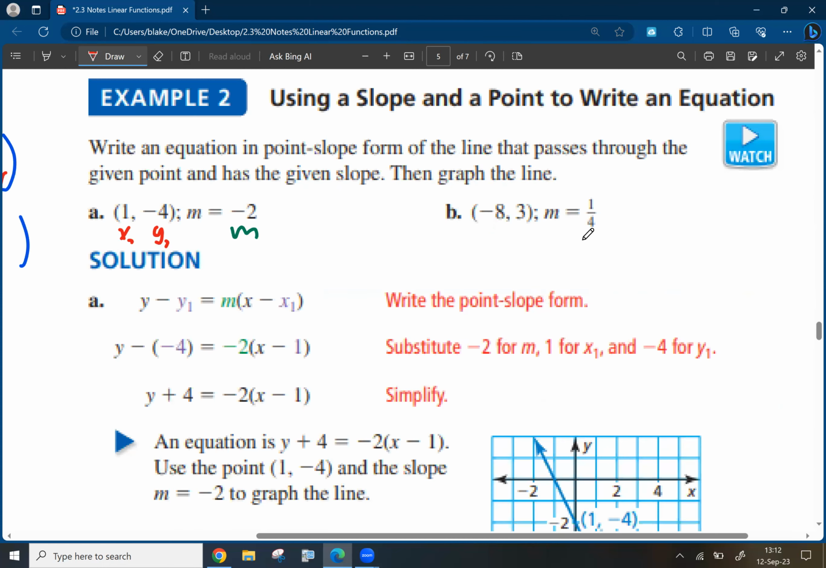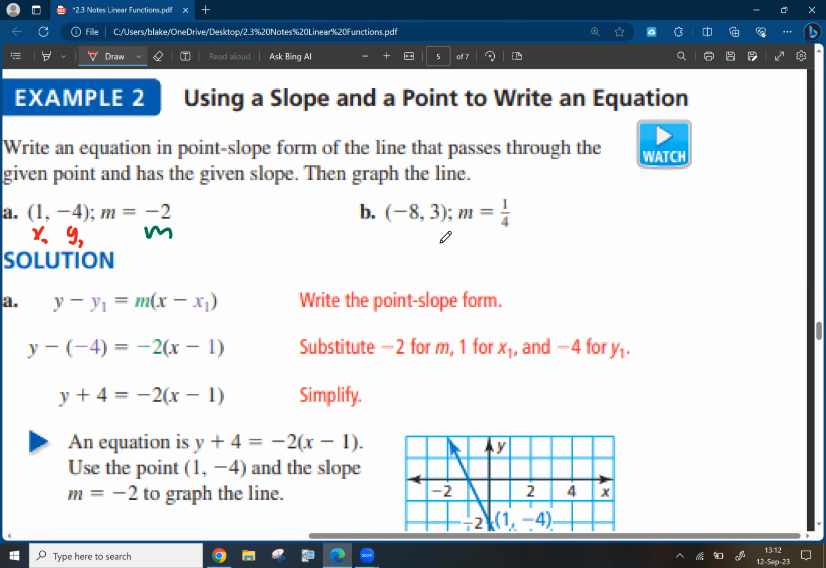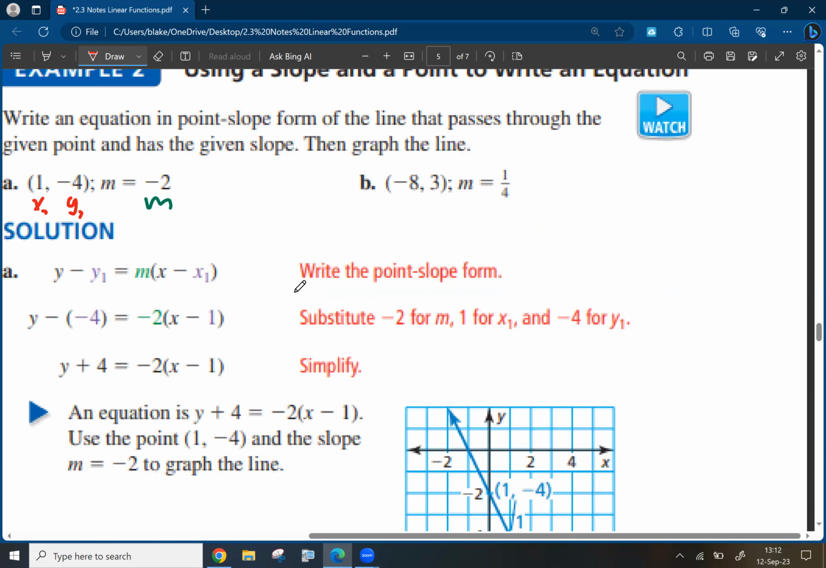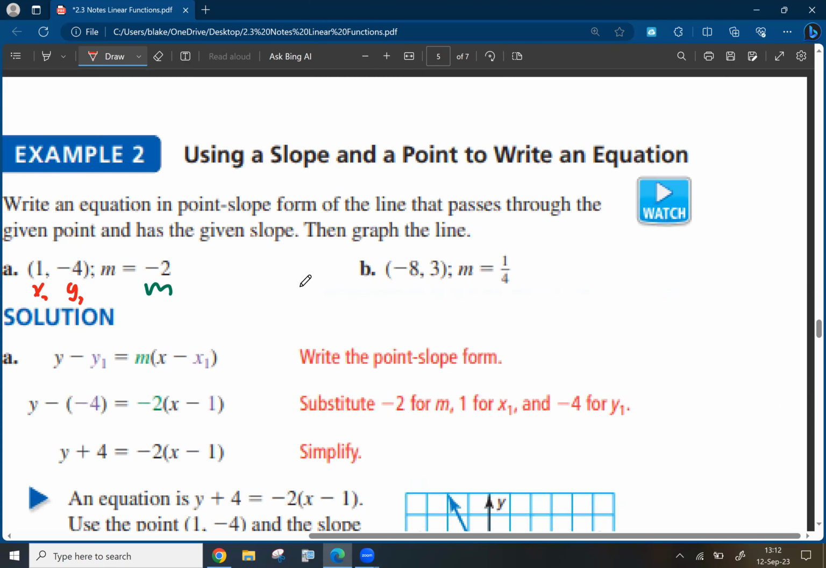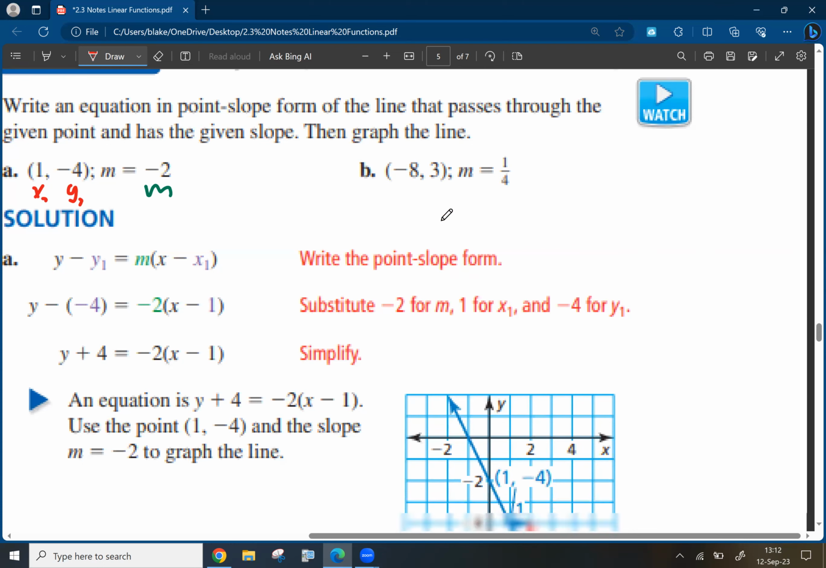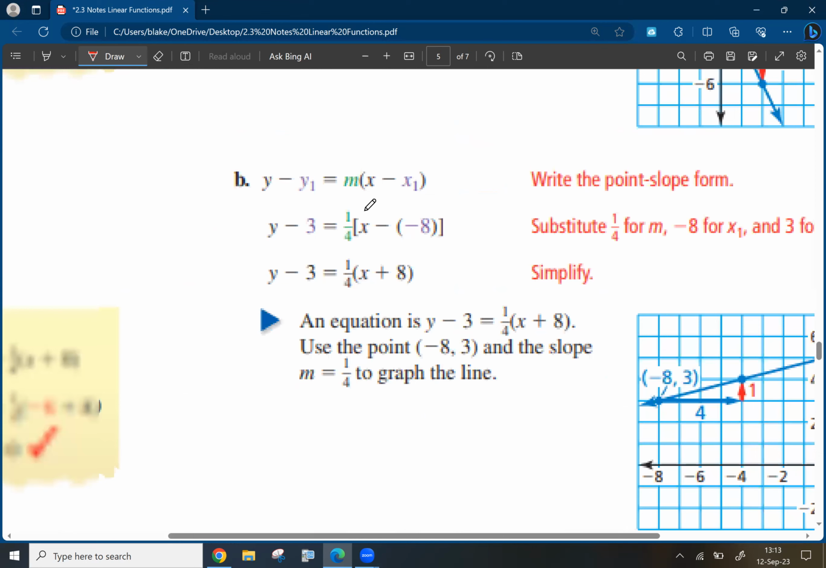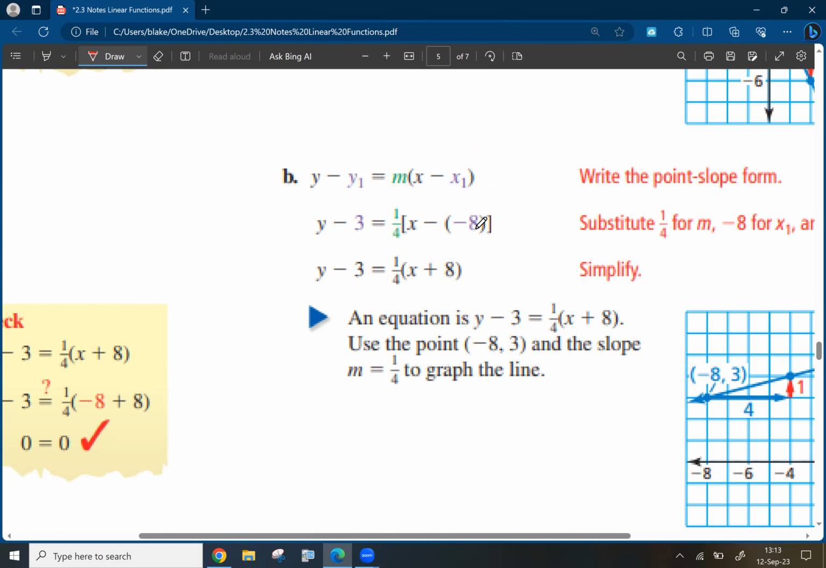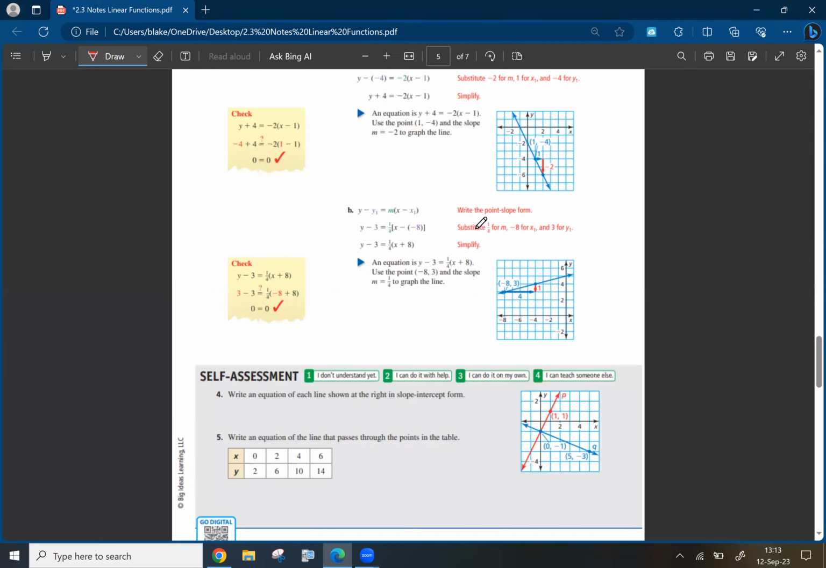And b is the same thing. So they also graph it. It doesn't say so in the title, but there's an instruction here. But anyway, you can see they'll do that with the -8, the 3, and the 1/4 on this one down here. You can see how they put in the 3 for the y, the -8 for the x, and the 1/4 for the slope. So same thing going on there. You guys can take a look at that.